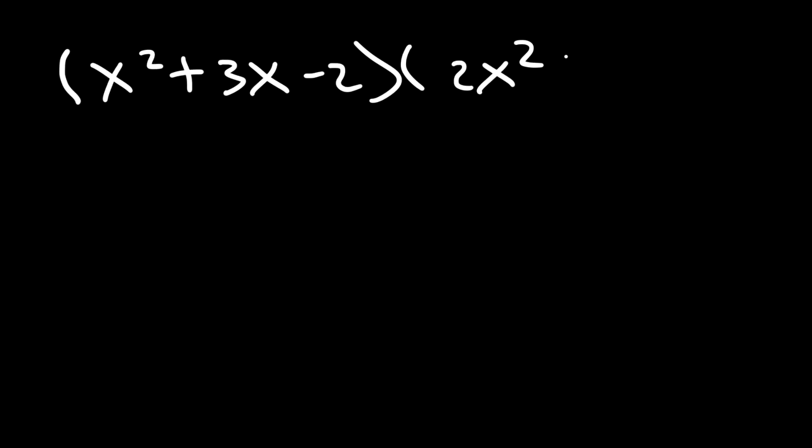Now let's multiply a trinomial by another trinomial. So let's say we have x squared plus 3x minus 2, and we're going to multiply that by 2x squared plus 4x minus 5. Go ahead and try that problem.